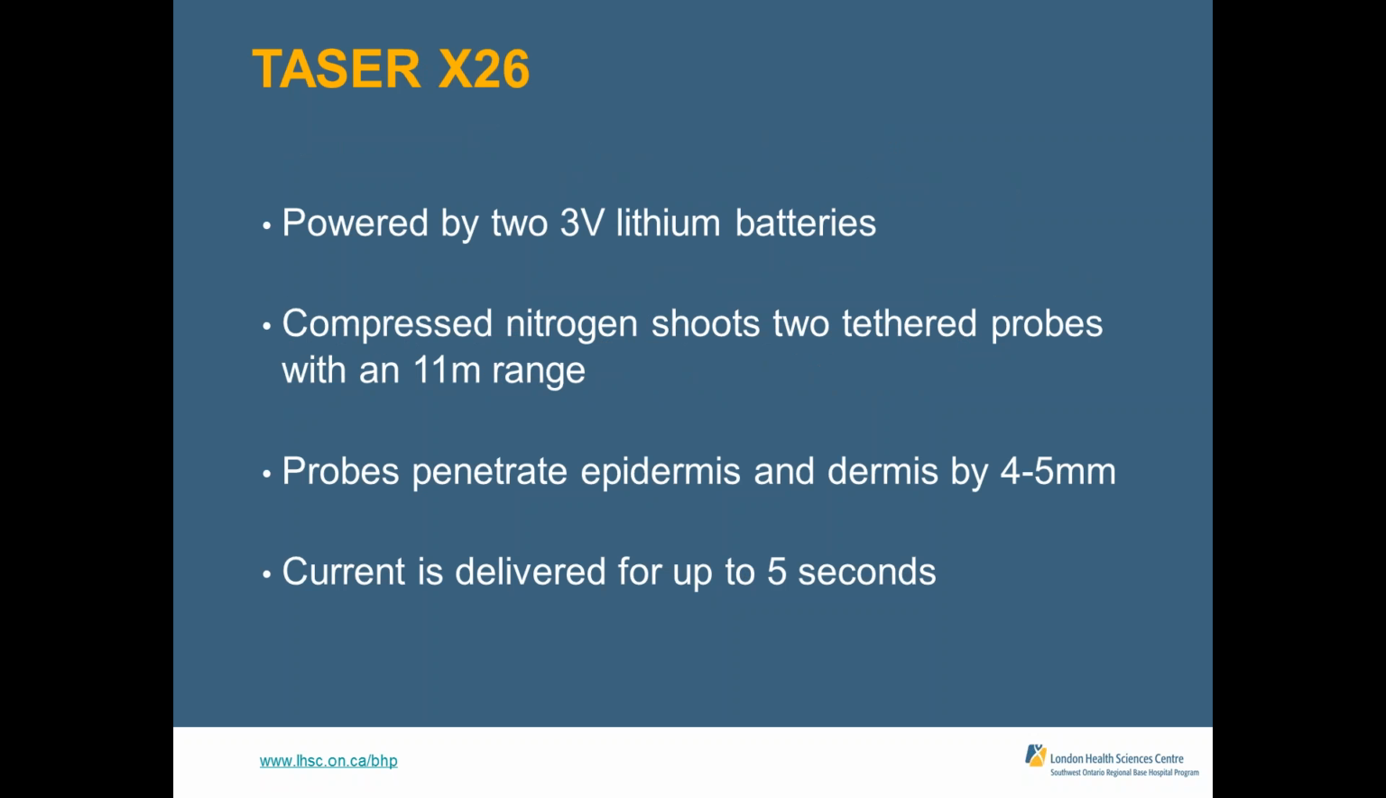So there are tasers being used by law enforcement in Ontario, and the one that they use is the Taser X26, powered by a couple of lithium batteries. How it works is that they have compressed nitrogen that shoots out two tethered probes. It has a range of 11 meters, and when these probes hit the perpetrator, they penetrate the epidermis and the dermis by about 4 to 5 millimeters, and it delivers a current for up to 5 seconds.